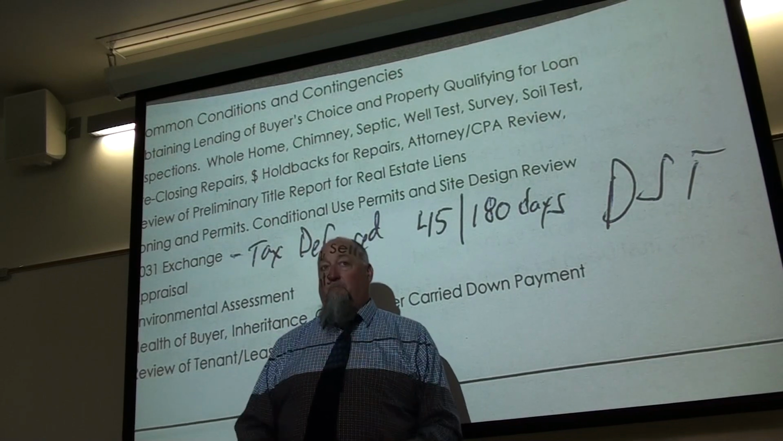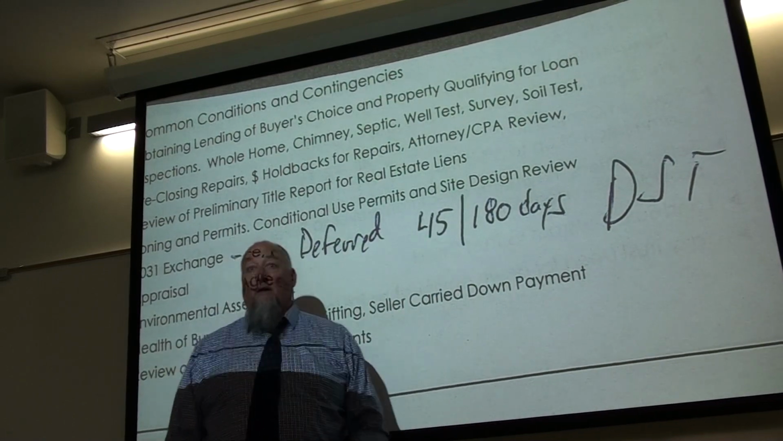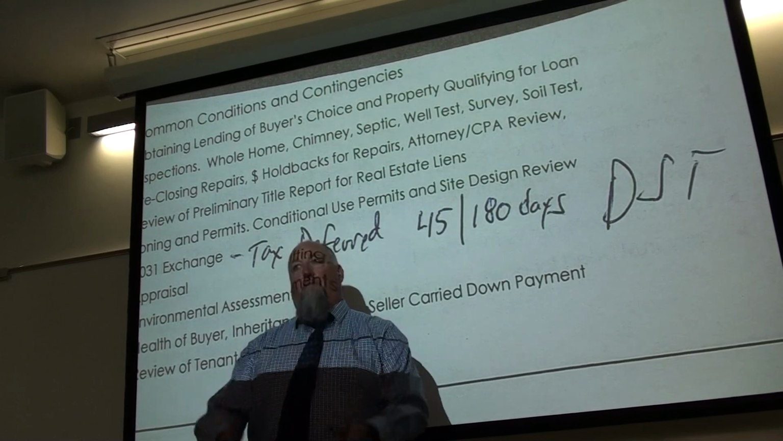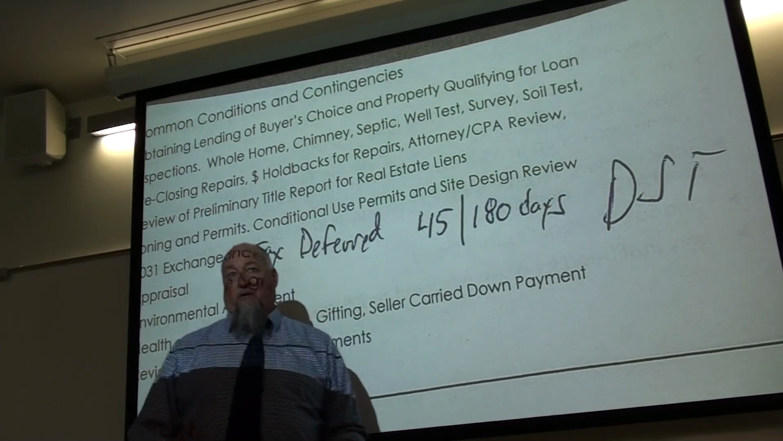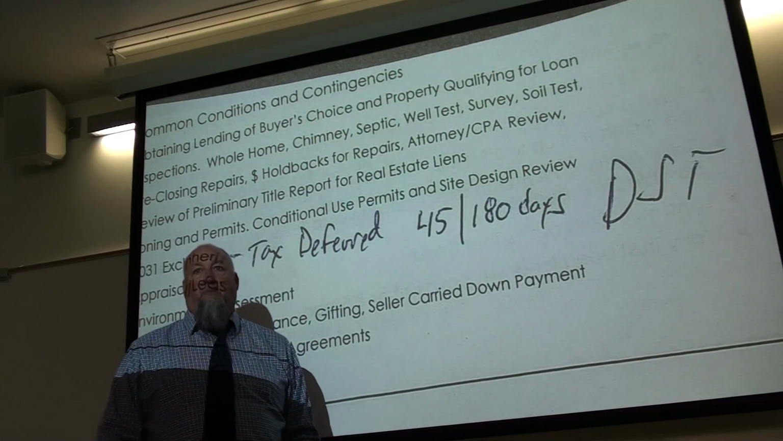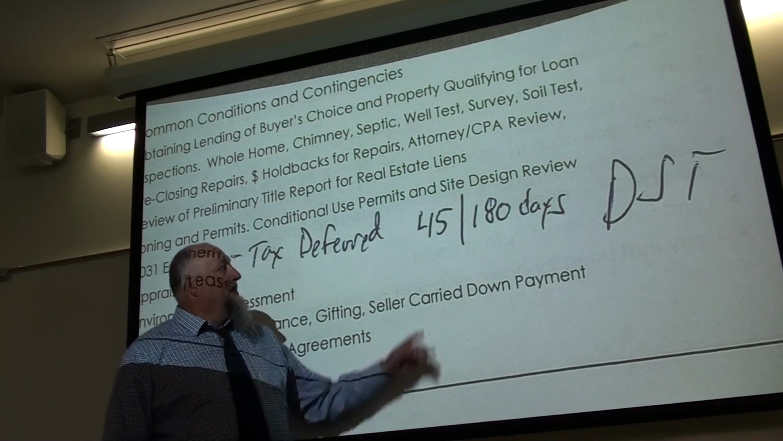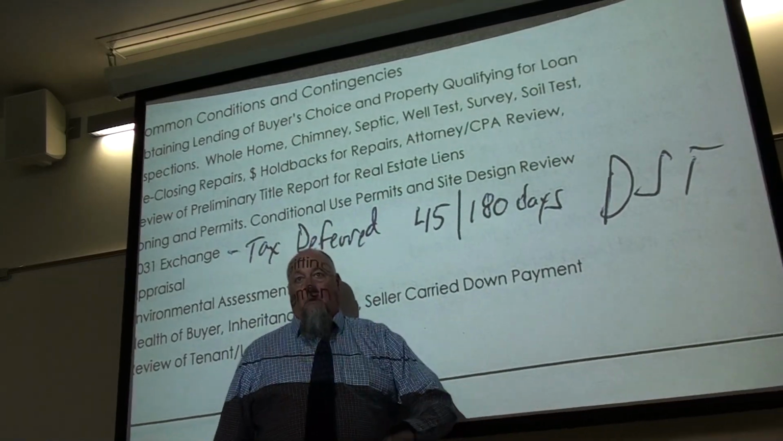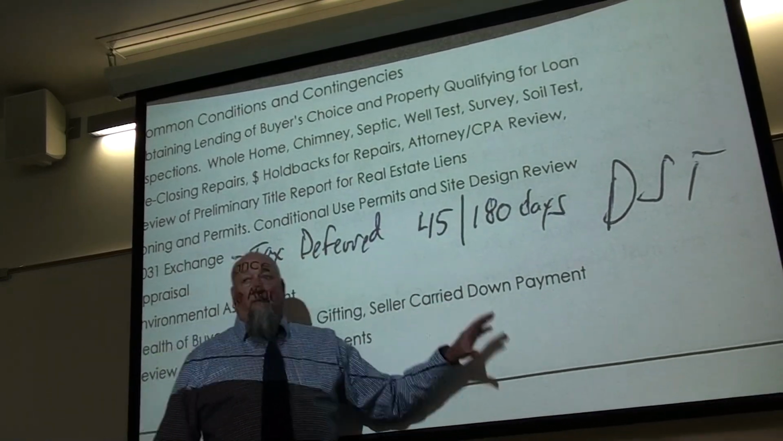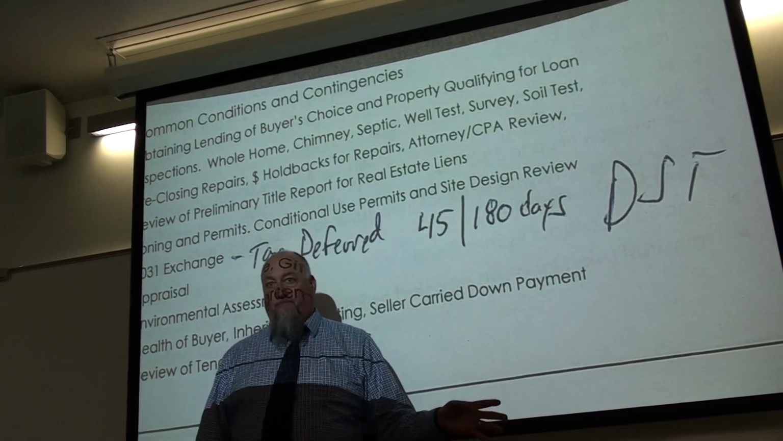I have seen people on the 43rd day who show up and say, I don't care what it is, I've got to buy something. And they end up buying something they don't really like. That's where those DSTs come in, because you can go park your money. And they have 180 days to finalize the sale. If you miss those time deadlines, you're going to get taxed.